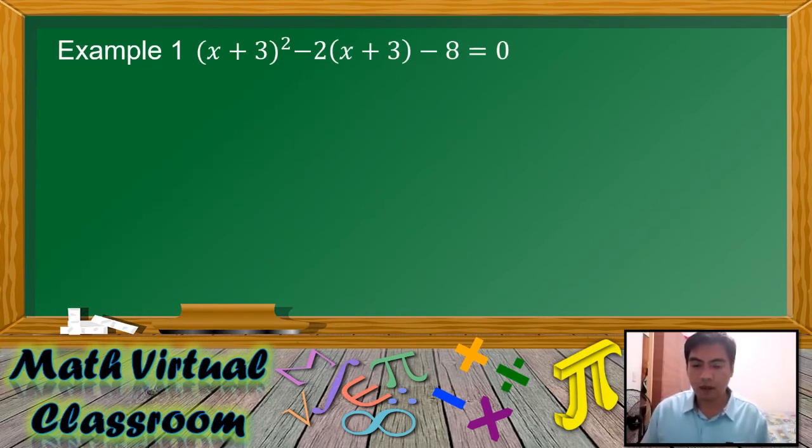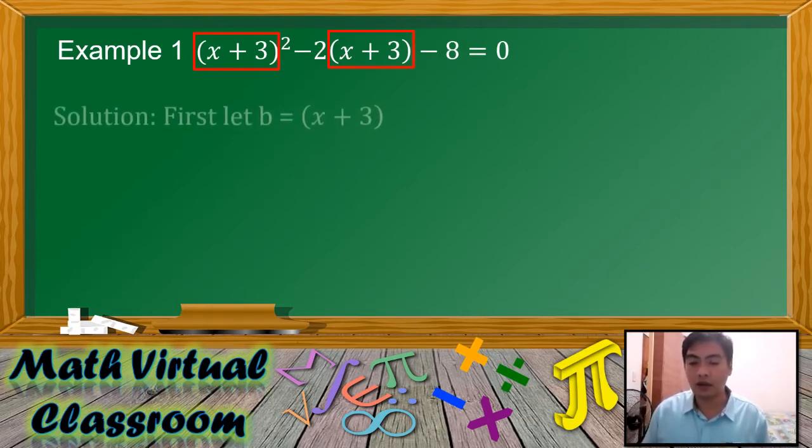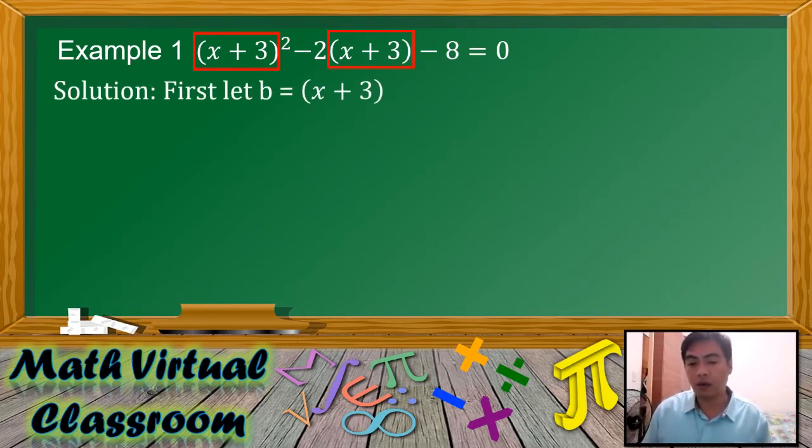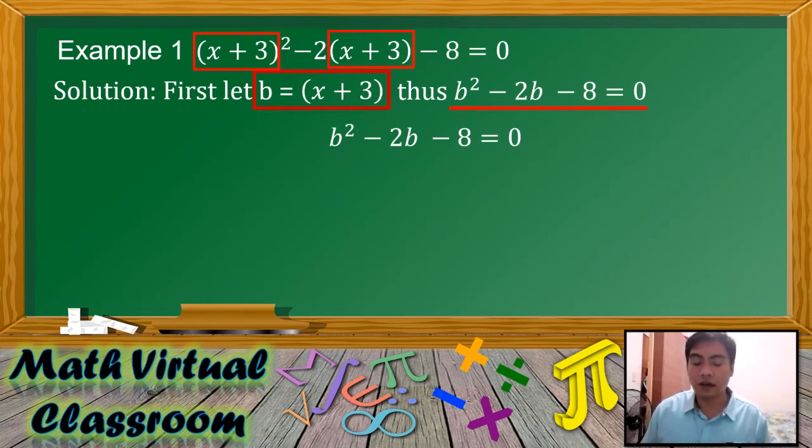Given quantity x plus 3 squared minus 2 times quantity x plus 3 minus 8 equals 0. Take note that you have here same quantity. So to transform this into quadratic equation, we could let b be equal to quantity x plus 3. Thus, by substitution now, your equation will become b squared minus 2b minus 8 equals 0. So this is your equation now.